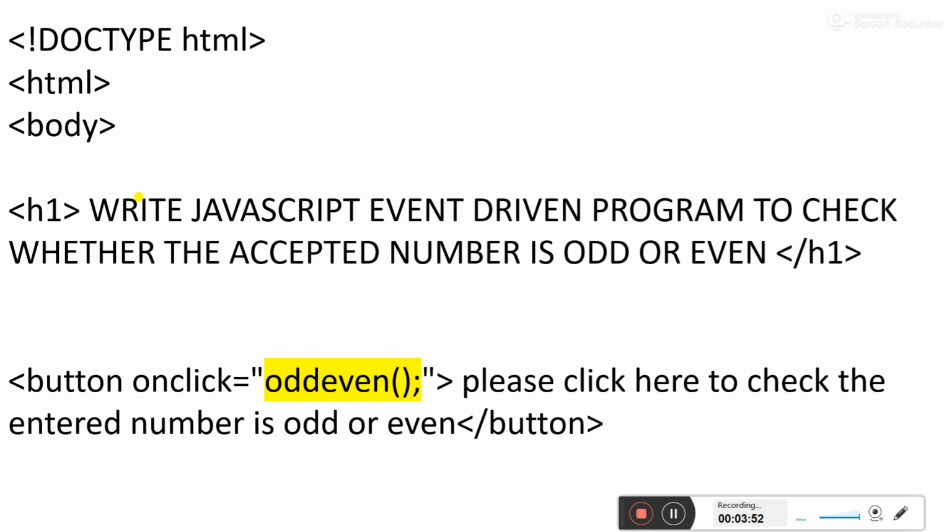onclick is an event handler and oddeven is a function, or you can say it is an action. This action is called when we click on the button. Got it? So this is the event, where onclick is the event handler and oddeven is the function which has been called. Got it? Then, "Please click here to check the entered number is odd or even."